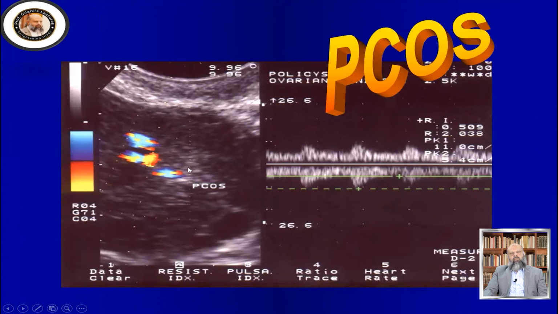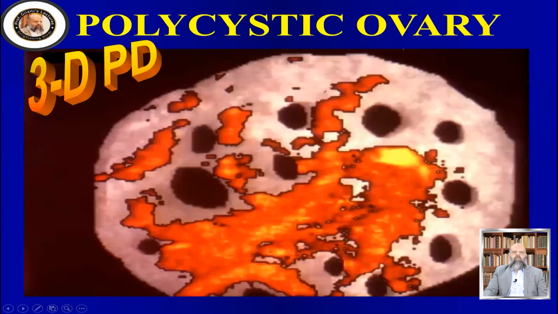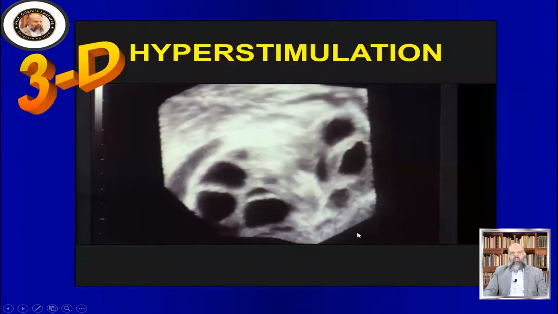So here are the polycystic ovaries with polycystic syndrome, and we can see the flow. The resistive index in this case is about 0.509. A polycystic ovary with 3D power Doppler, you can see the multiple cysts here, and the stroma has a lot of blood flow on power Doppler. With hyperstimulation, multiple large follicles will be seen when the ovary is hyperstimulated. This is a case with 3D.